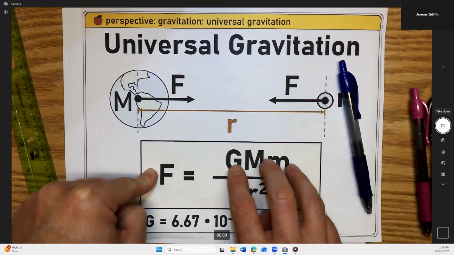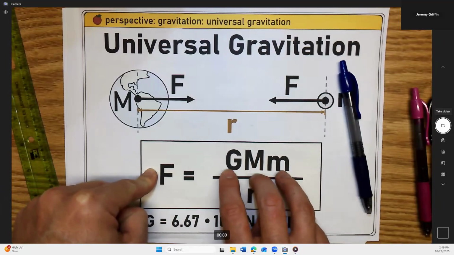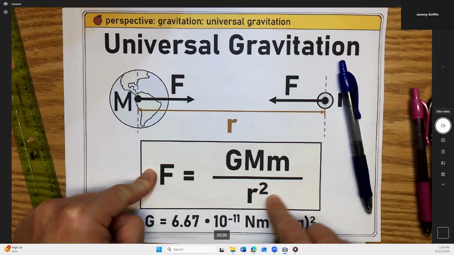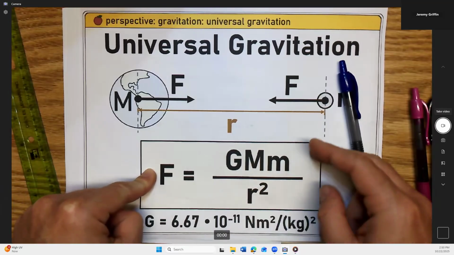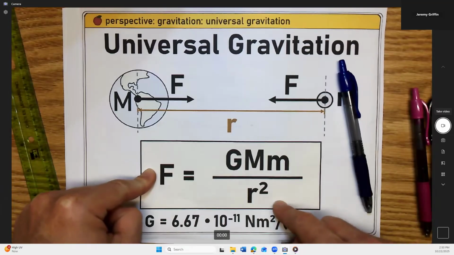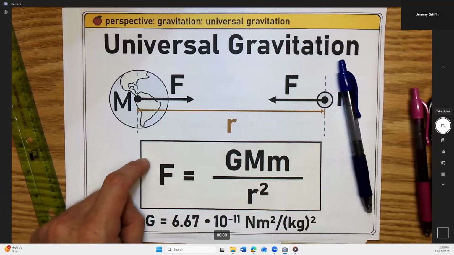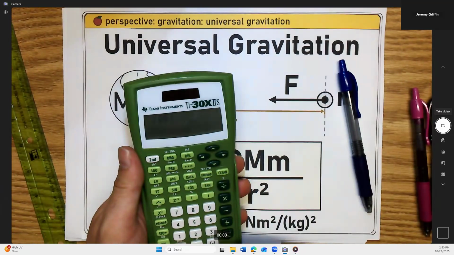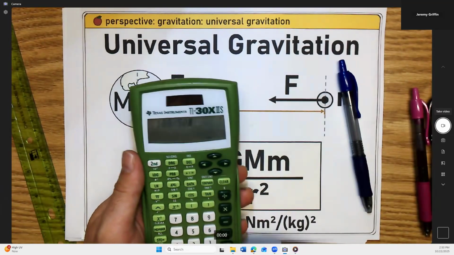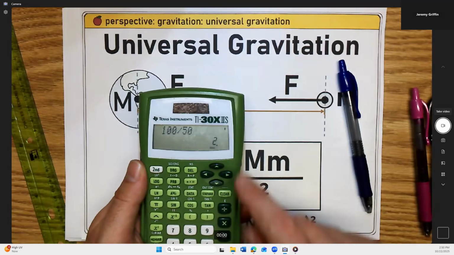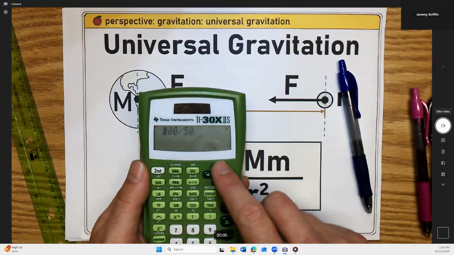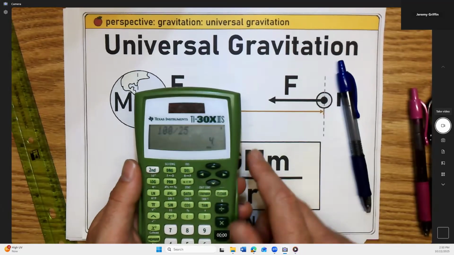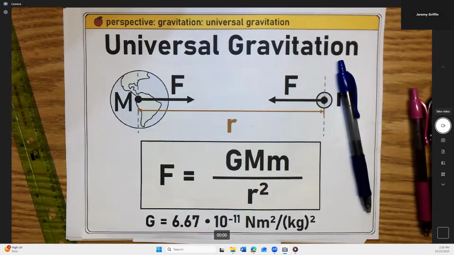Now everything in the numerator stays the same. Is that okay? Everything in the numerator is the same. Just this denominator down here changes. And if it's becoming smaller, what happens to the overall fraction if you divide by a smaller and smaller number? The overall fraction becomes what? Bigger. Yeah. Here, watch this. Guess what's 100 divided by 50? What's that? Two. Right. But what if I make this 50 smaller? What if I make the 50 like 25? Ooh, four. That's bigger than two. You see how the force went up?